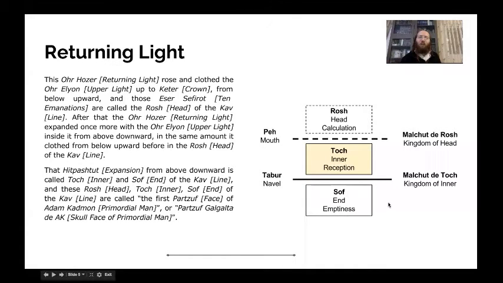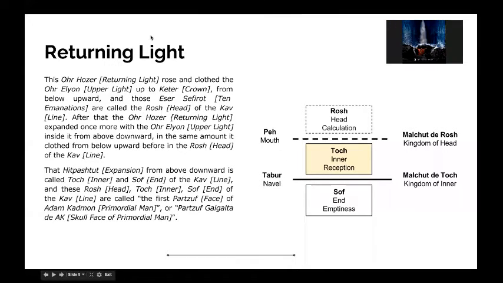And you've got basically 2 screens. You've got the screen of potential, which is Malchut Rosh, the kingdom of head, which is called Peh, mouth. And you've got the screen in actuality, which is Malchut Toch, the kingdom of inner, which is called the Tabur, the navel. So you've got the phase 4, which is rejected in here, and you've got the root, phase 1, phase 2, and phase 3, which are received in here.